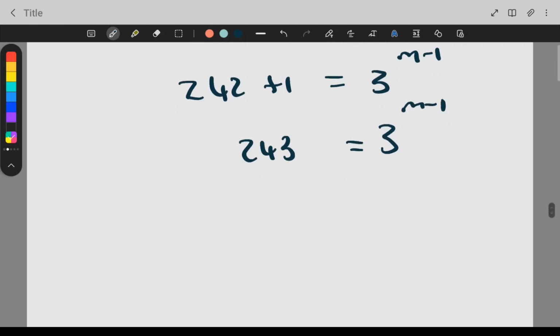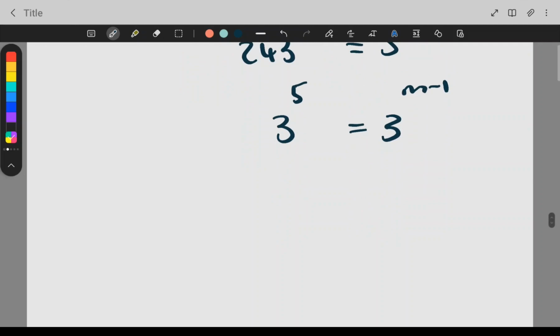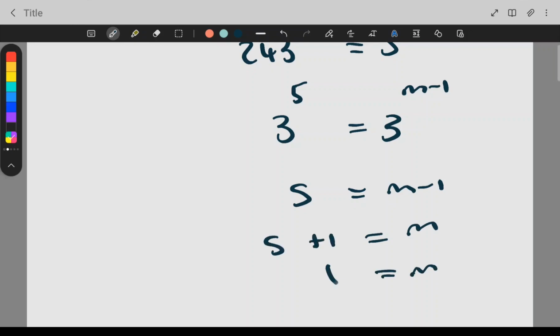Then I get 3 to the m minus 1. Then I make the base numbers the same. This gives me 3 to the 5. 3 to the m minus 1. Drop the bases. So this is m is equal to 5 plus 1. M is 6.